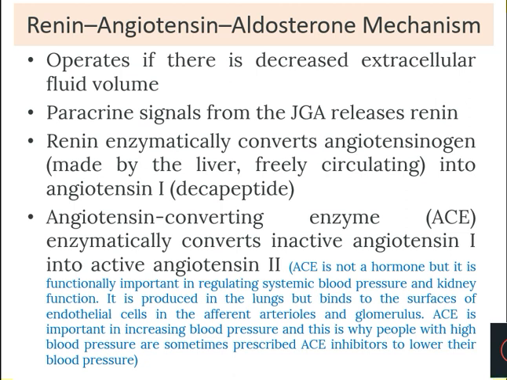And when in the JGA the extracellular fluid volume decreases because of dehydration, the neighboring cells send signals to the JGA. That is why it is called a paracrine signal. That means local signals, the signals from the neighboring cells, will reach the JGA. That signal indicates that the extracellular fluid volume has decreased. So this will trigger the juxtaglomerular apparatus. It releases renin.